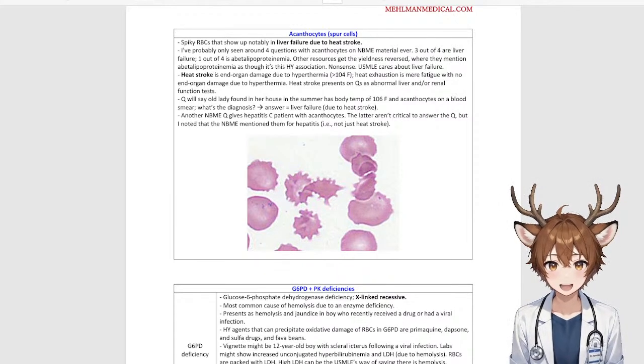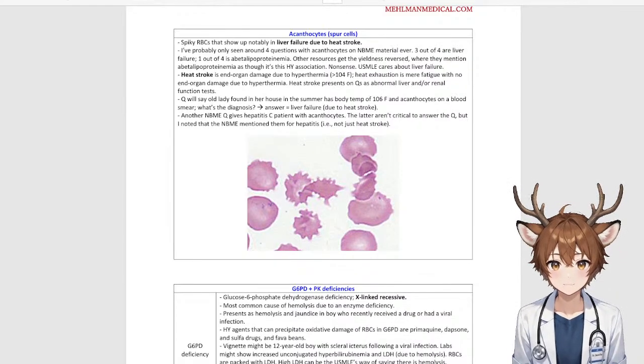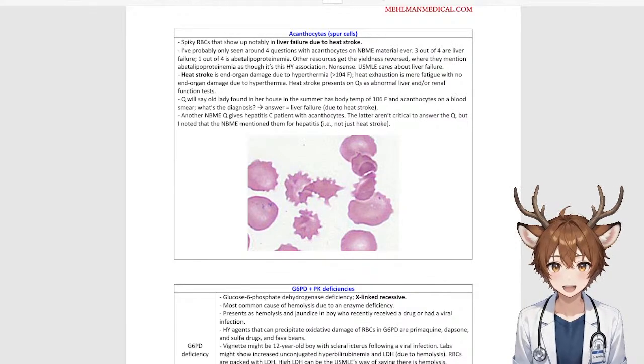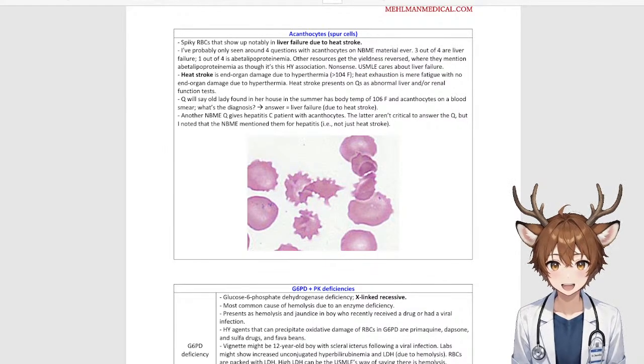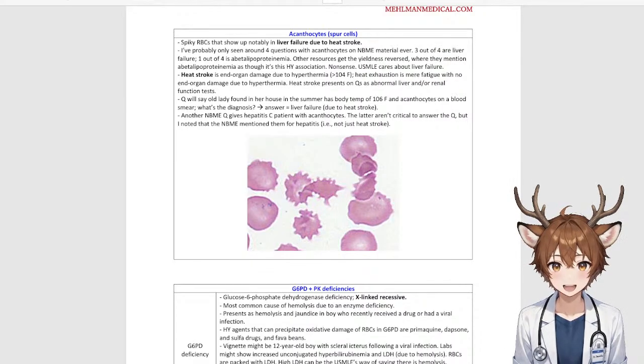Another NBME question gives hepatitis C with acanthocytes. The latter are not critical to answer the question, but I noted that the NBME mentioned them for hepatitis, that is to say, not just heat stroke.